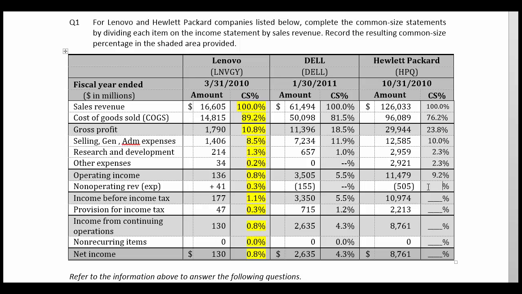Negative 505 divided by 126,033 is 0.4% negative. 10,974 divided by 126,033 is 8.8%. Again, there's a little rounding correction in there. 2213 divided by 126,033 is 1.8%. 8761 divided by 126,033 is 7%. 0 divided by anything is 0. And 8761 divided by 126,033 is equal to 7%. And I'm highlighting all these answers so that you can see what I filled in here.